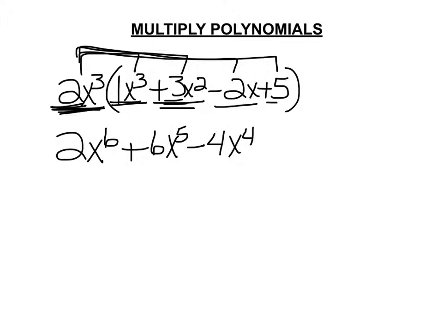Now, the last term is a positive 5, so you have 2x cubed times a 5. 2 times 5 is 10, and then you have x cubed. Okay, that is all we can do with it because it's as simple as it can get because there are no like terms. Here we have x to the 6th, x to the 5th, x to the 4th, and x to the 3rd. So those cannot be combined. That's in the most simple form that we can reduce it to.